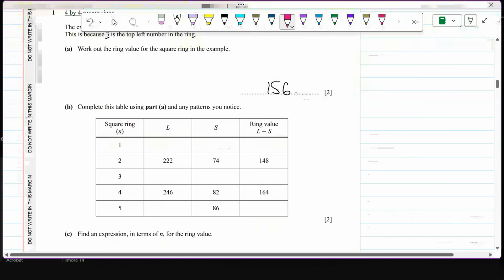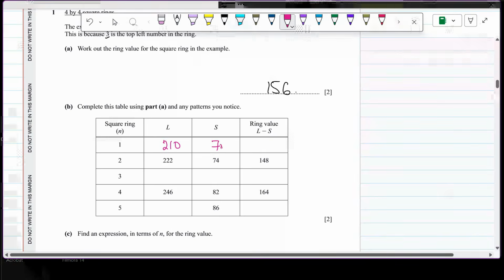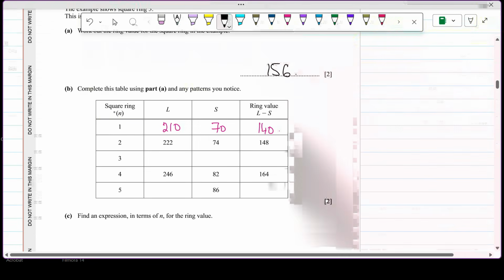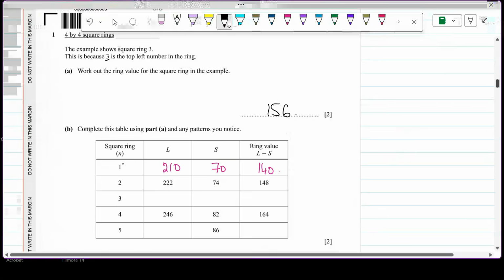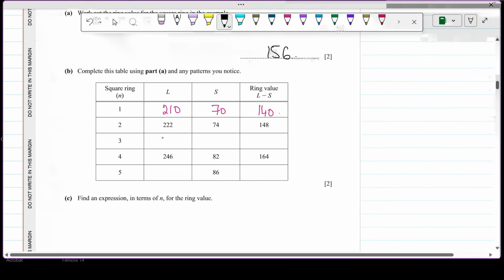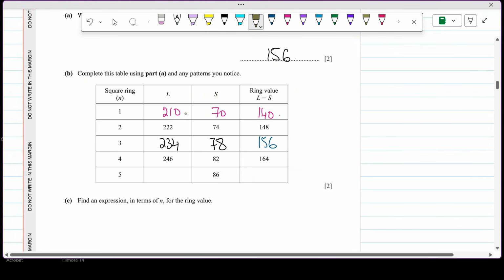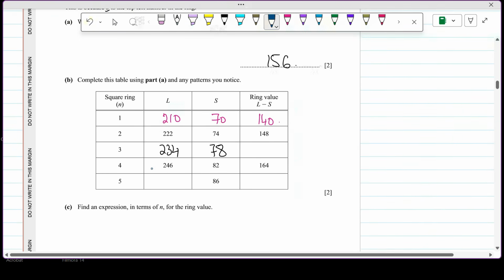So when we have square ring 1, L is equal to 210, S is equal to 70, and their difference is 140. Now we can find ring 3. We just solved in the example this one, which was 234 and 78. So their difference is 156. Similarly, we can find the 4 by 4 square with the top left corner 5.